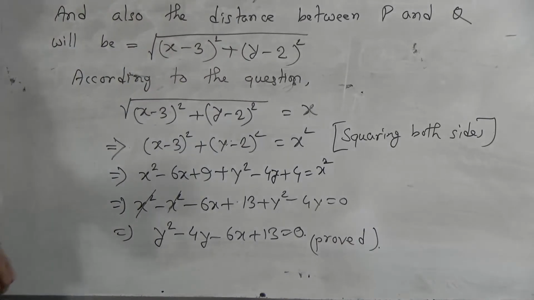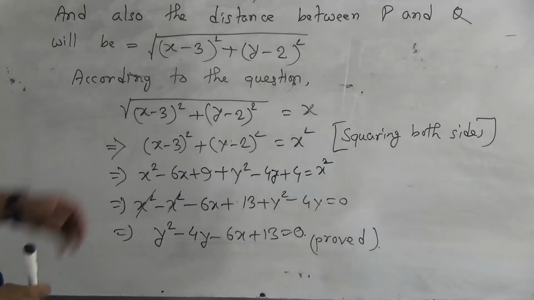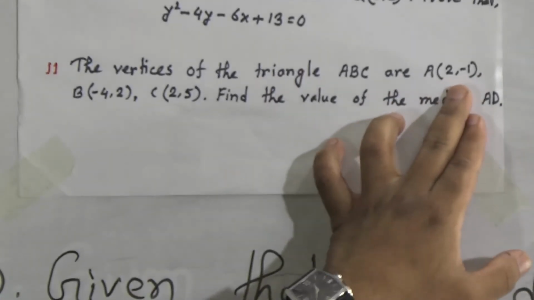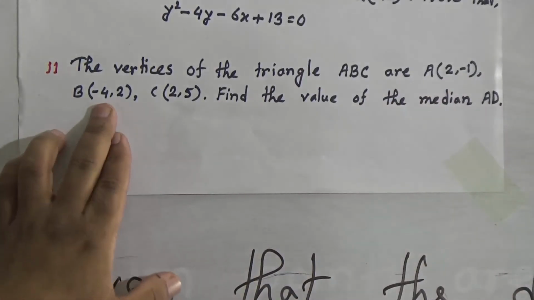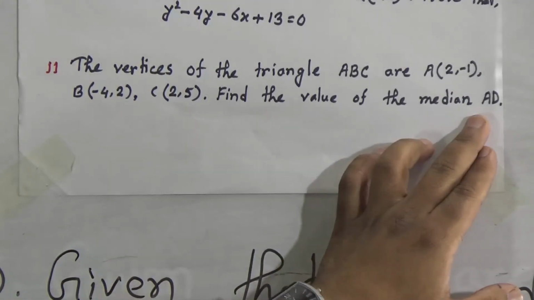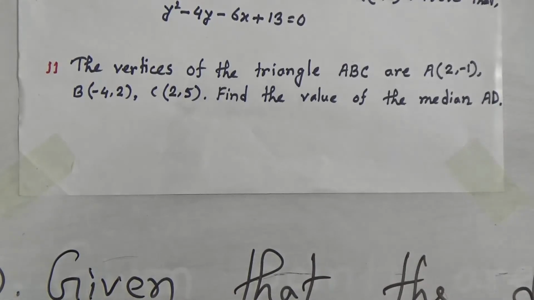Now we'll solve question number 11. To solve question number 11, first of all, read this one. The vertices of the triangle ABC are: A is (2, -1), B is (-4, 2), and C is (2, 5). Find the value of the median AD.